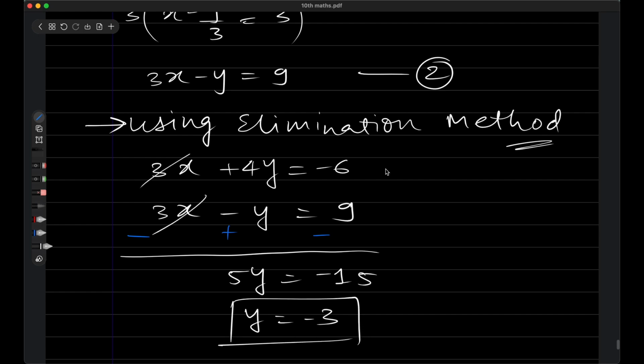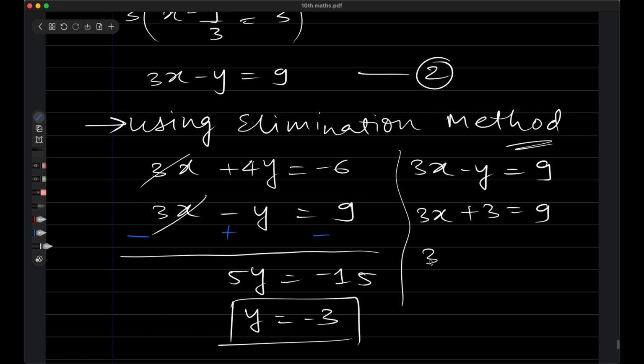We got the value of y. Let us put the value of y in the other equation. We will get 3x minus y equals 9. The value of y is minus 3, so 3x equals 6, x equals 2.